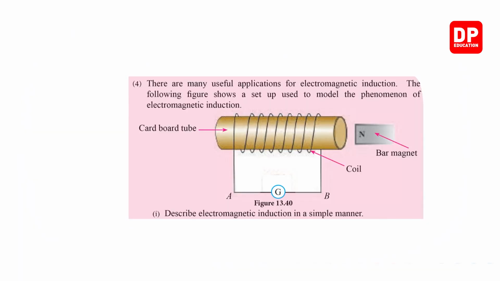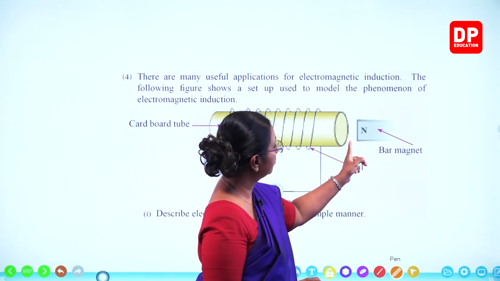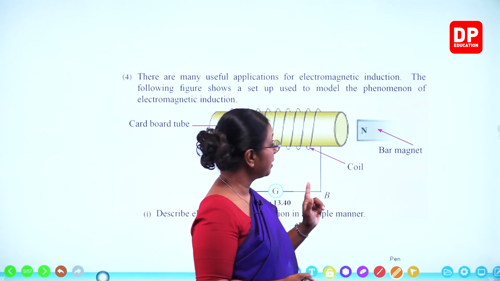The fourth one. Now this is an activity. As you see the diagram, you can identify it. We have done this in the lab. You all know there is a cardboard tube. That is this. It can be an empty reel of thread. And around that there is an insulated wire coil. You can see here. The two ends of the coil are connected to the galvanometer. Then there is the bar magnet with the two poles, north and south. Now here they have shown the north pole of the bar magnet.